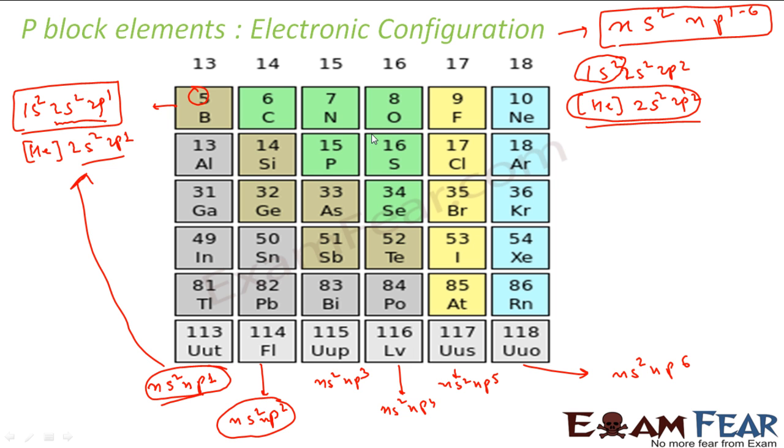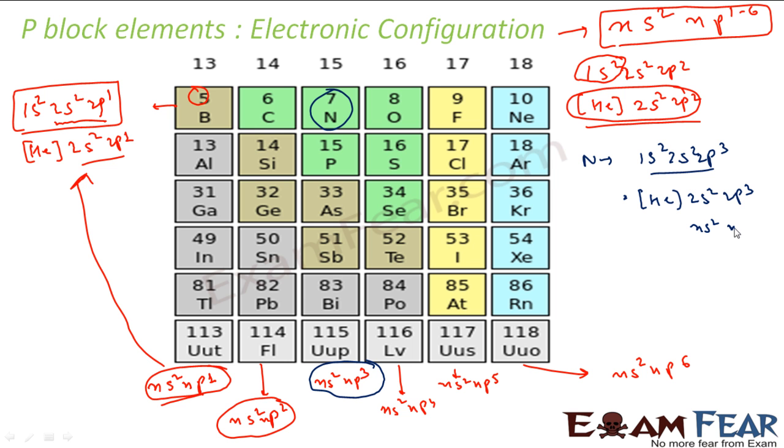Similarly, let me write for nitrogen now in blue. So nitrogen, it will be what? 7. 7 is what? 1s2, 2s2, 2p3, right? 2 plus 2, 4 plus 3, 7. This is nothing but helium 2s2, 2p3. So the general trend we wrote was ns2 np3. So if you put N is equal to 2, the trend is matching.